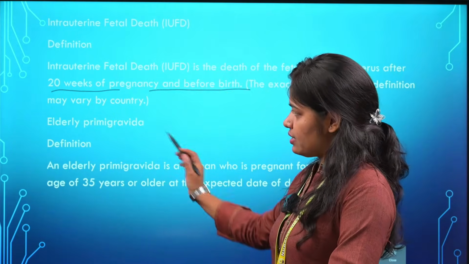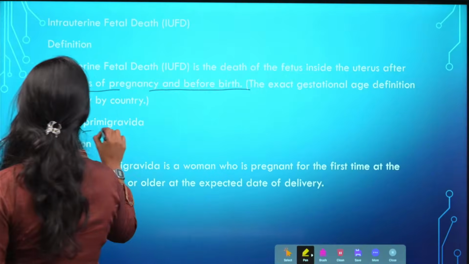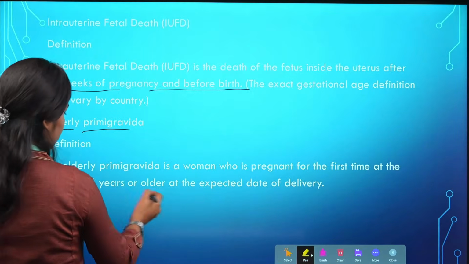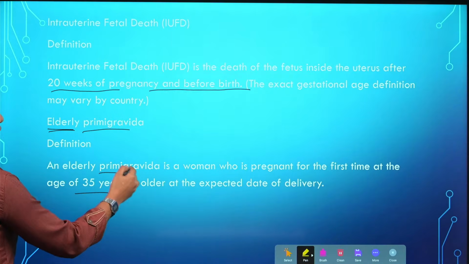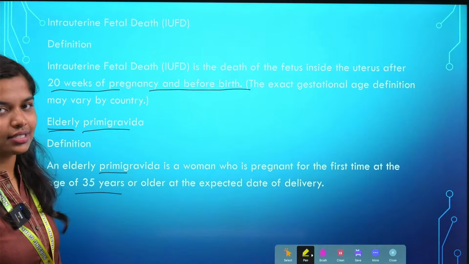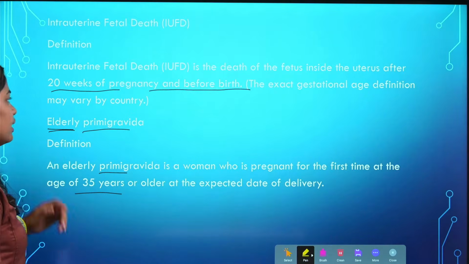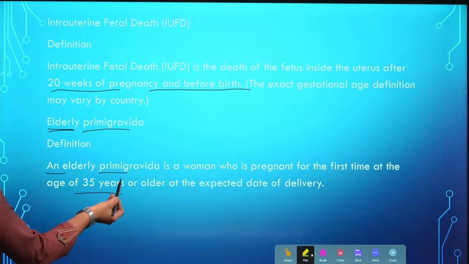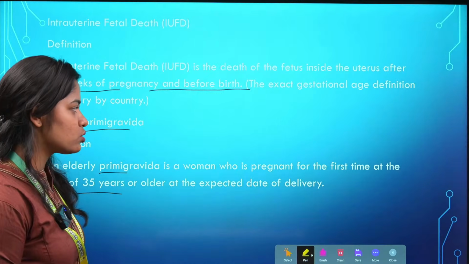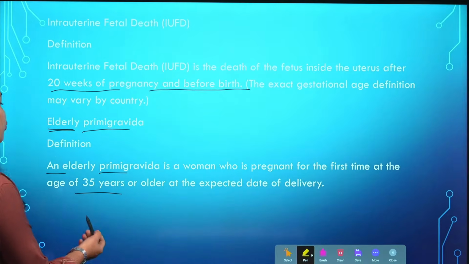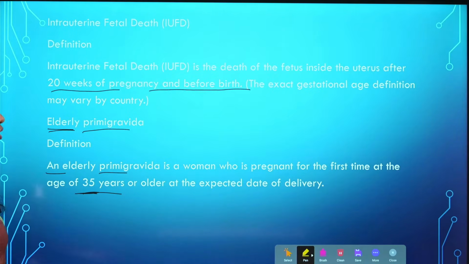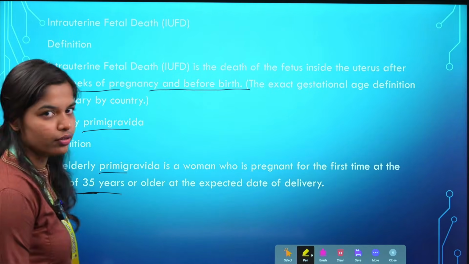Then the next condition is elderly primigravida. When a woman more than 35 years old gets pregnant for the first time, we call it elderly primigravida. An elderly primigravida is a woman who is pregnant for the first time at the age of 35 years or older at the expected date of delivery.